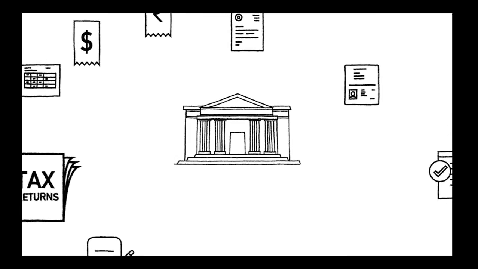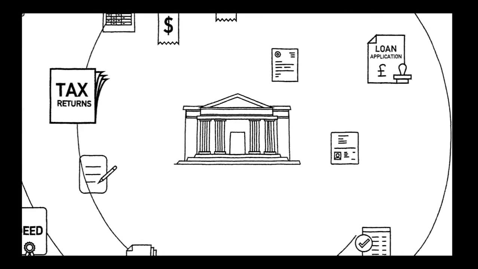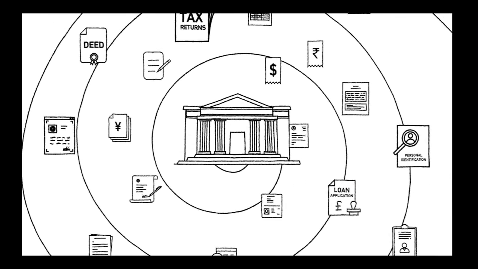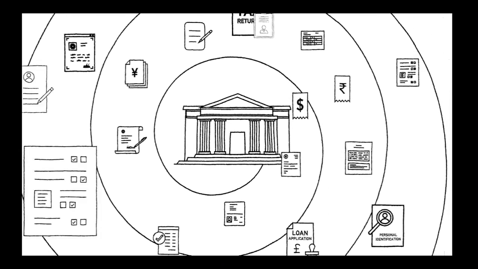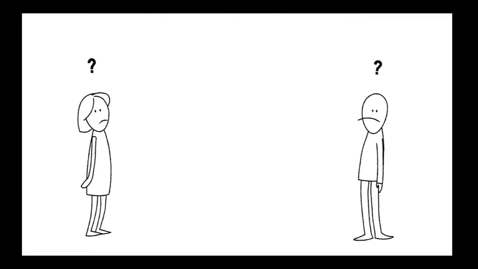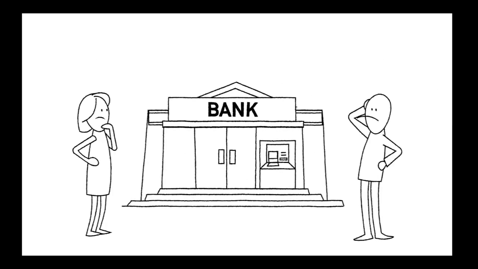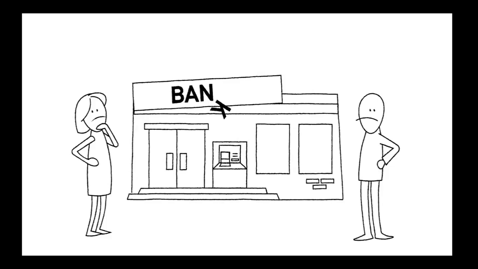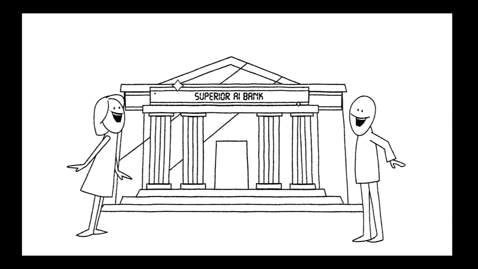Banks receive over 1 million mortgage applications a year, with different types of documents coming in from all different places. Processing them requires hundreds of steps, costs billions, and slows down their revenue cycle. What to do? We need to match Maria and Stefan with the right bank, one that can get them sorted in no time. Enter Superior AI Bank.